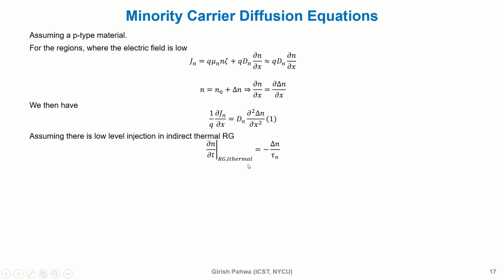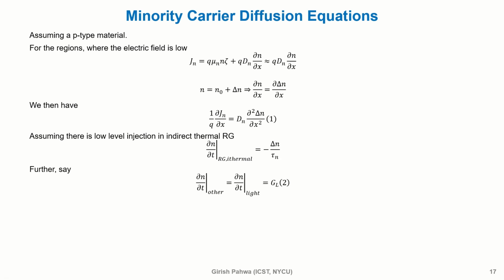The total expression is a big expression, but if you assume low level injection, then you can take the Shockley-Read-Hall expression and simply approximate it like this. So we did two derivations, and from both we got, for low level injection, this is equal to minus delta n by tau n. Okay, so we have everything now.